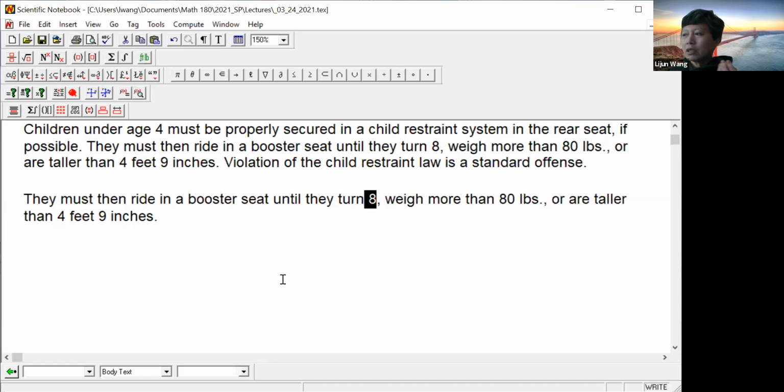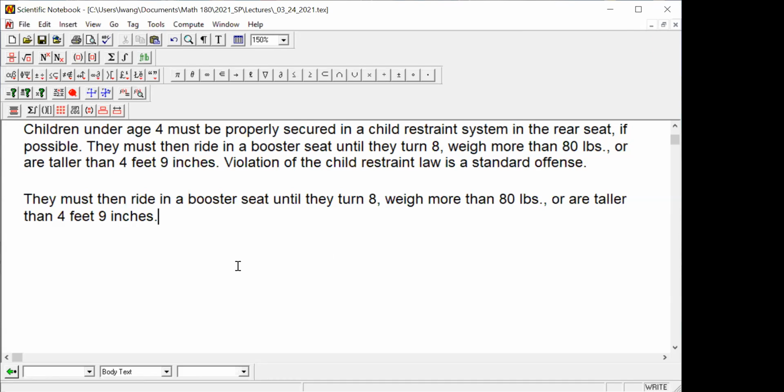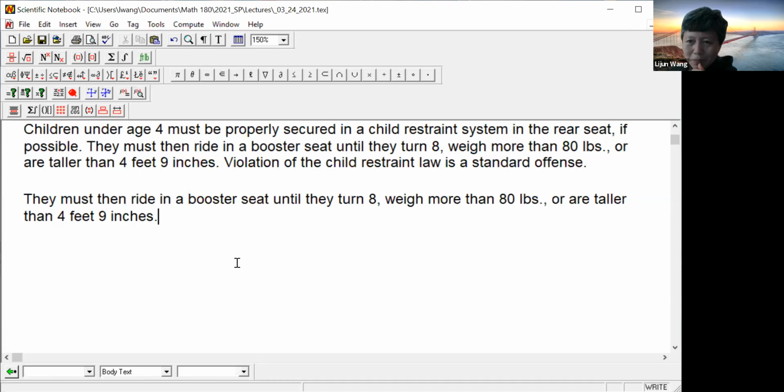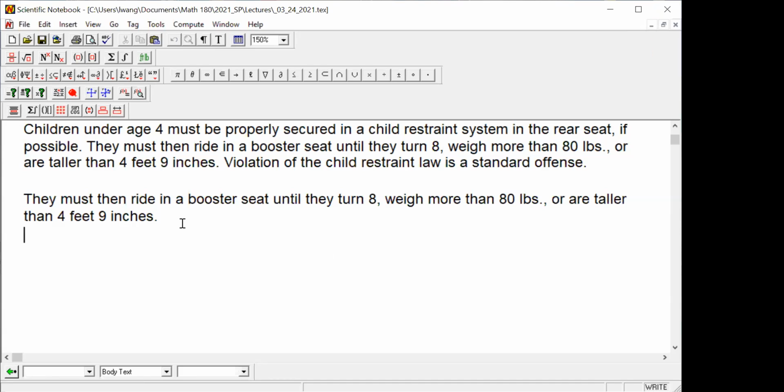Okay, so now I'm going to ask you some scenarios. Suppose a child is 9, but he's less than 80 pounds and shorter than 4 feet 9 inches. He could still, or he doesn't have to... I mean, he doesn't have to sit? Don't have to? No. I see. Because it's or, agree with that?